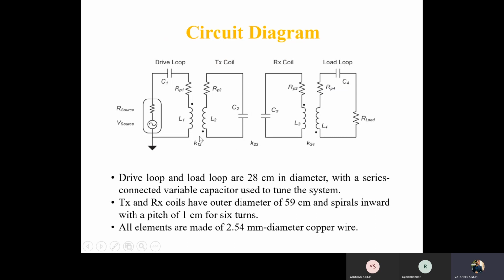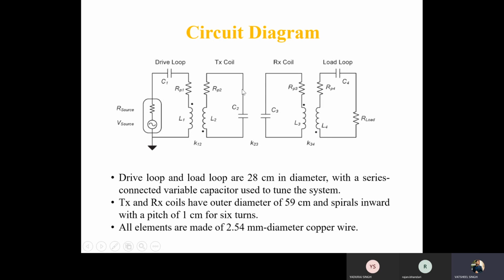So this is the loop representation of the earlier circuit described by Yaduraj. In this, as we can see, we have RLC parameters. These are the parameters of the loops in the figure mentioned earlier. For the capacitance values, we have used ceramic capacitors to provide the necessary capacitance for resonance. The drive loop and load loop are 28 centimeters in diameter and are of single turn.